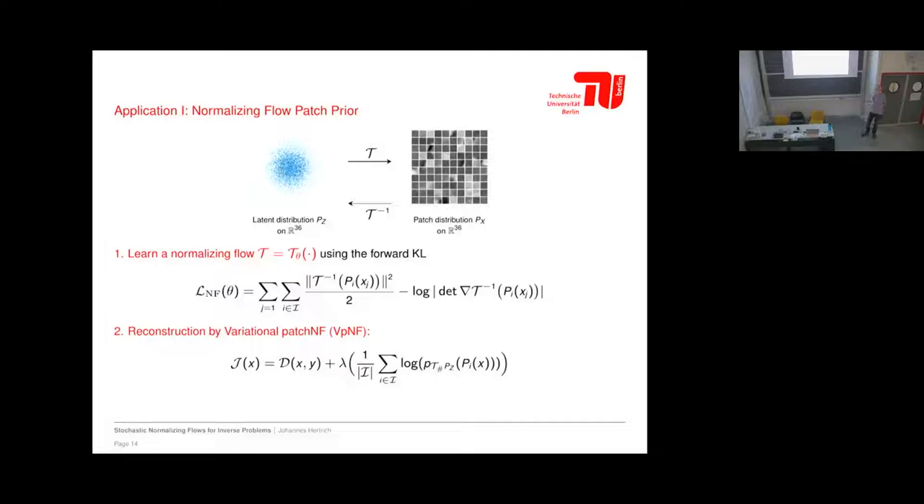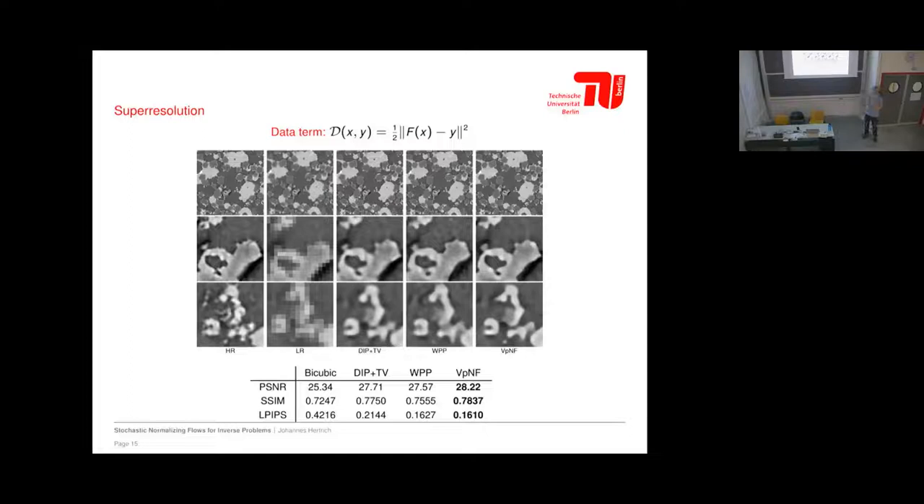So here I have an example for super resolution. We have a high resolution ground truth and a low resolution observation. And here I have this patch normalizing flow. And here there are two comparison methods which are both also unsupervised. And we can see here that the image of the patch normalizing flow is sharp, slightly sharper than the other ones. But in the error measures, we see a significant difference here.